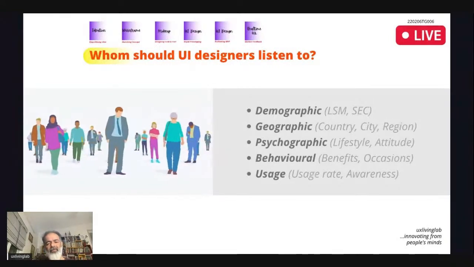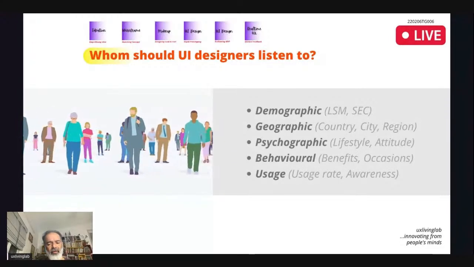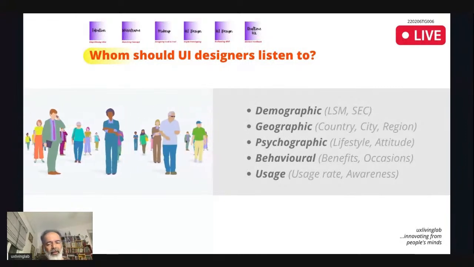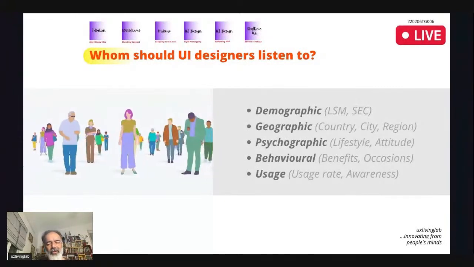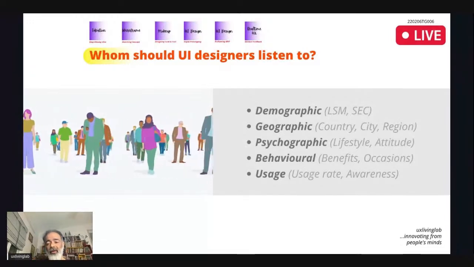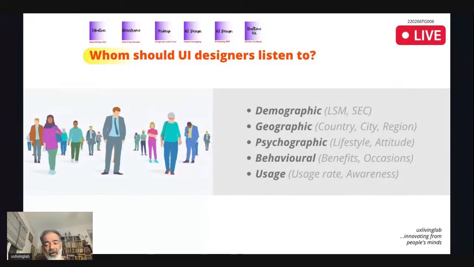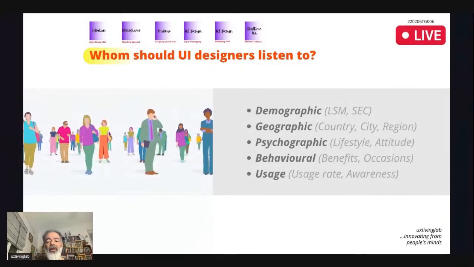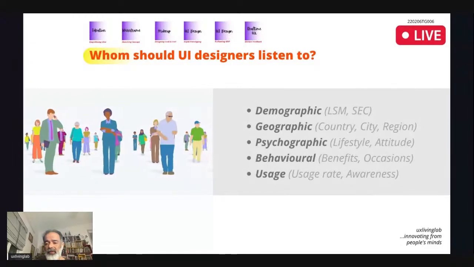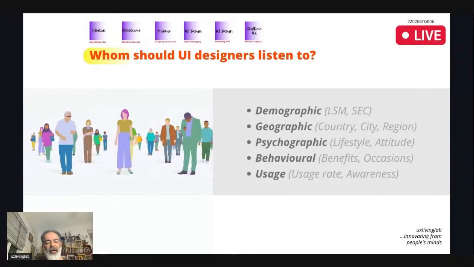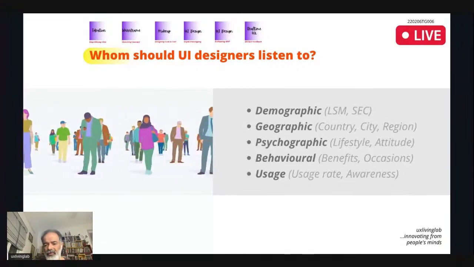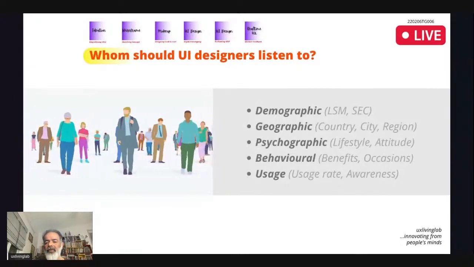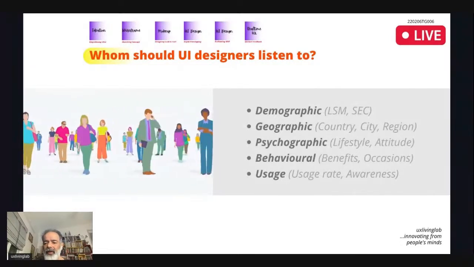Then geographic segments, which country the users belong to, or city or region. Then third is psychographic segmentation. It depends on lifestyle, that is traditional lifestyle or modern lifestyle. Then attitude. Attitude is one of the important things. Of course, you can follow adoption curves. There are innovators, early adopters, early majority, late majority, and laggards. Segment the users into these categories. What are the categories? Innovators, early adopters, early majority, late majority, laggards.